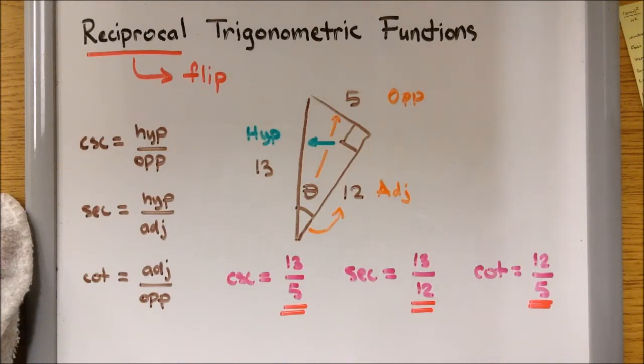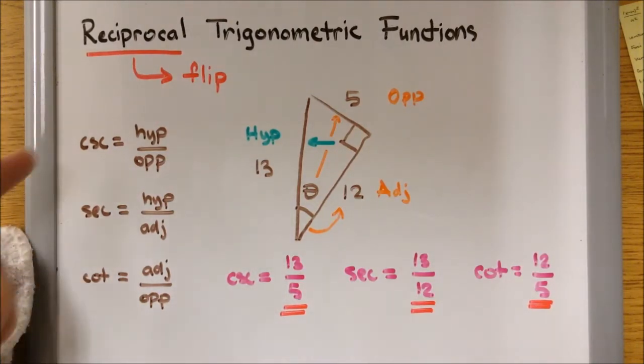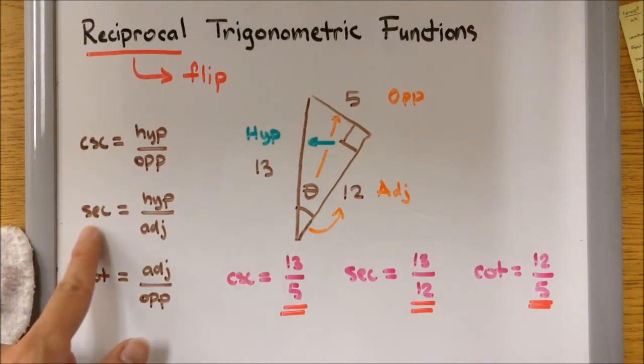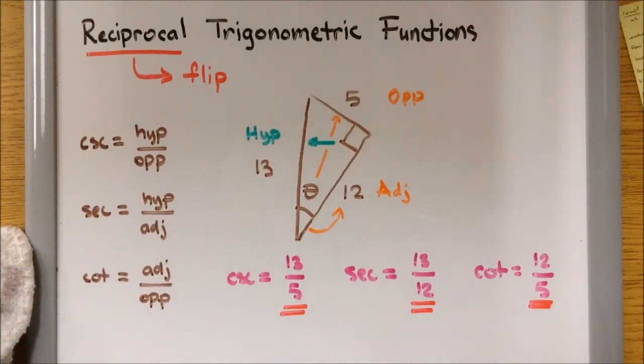So that's all you have to do by following the definitions of cosecant, secant, and cotangent. Now, if you're not going to remember the definitions, then just write out the definitions for sine, cosine, and tangent, then do the reciprocal for each. Remember, the reciprocal of sine, cosecant. The reciprocal of cosine, secant. The reciprocal of tangent, cotangent.